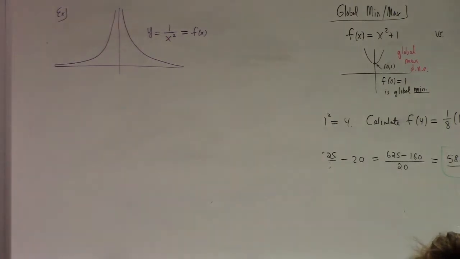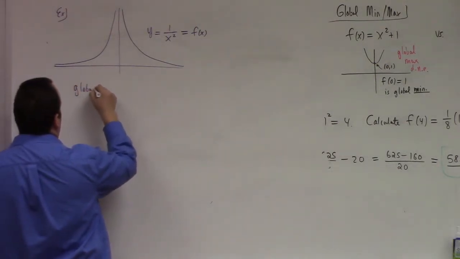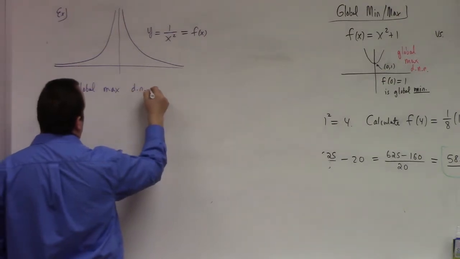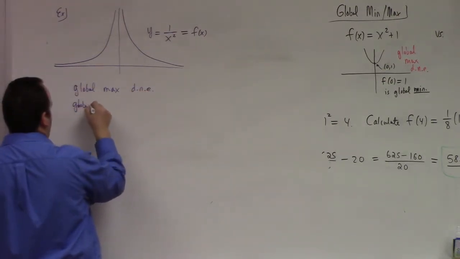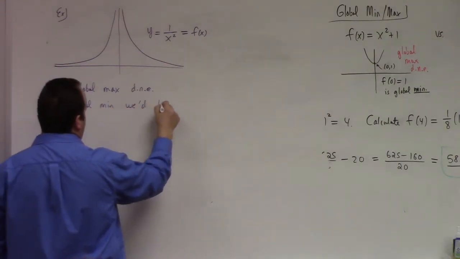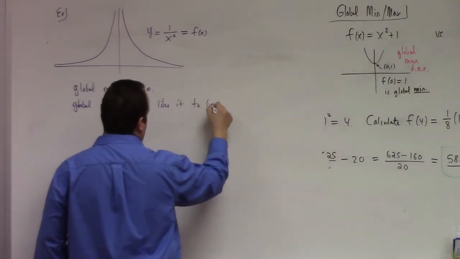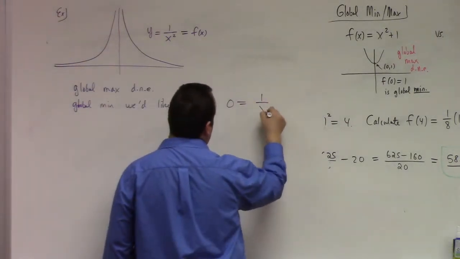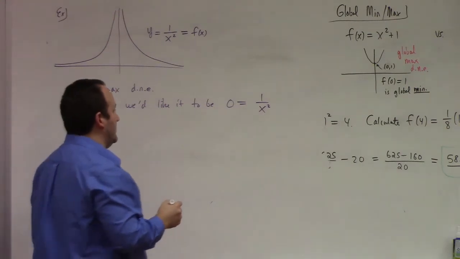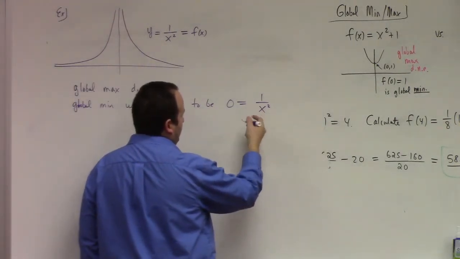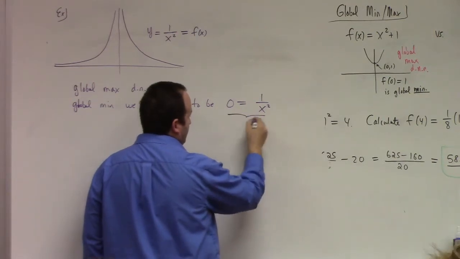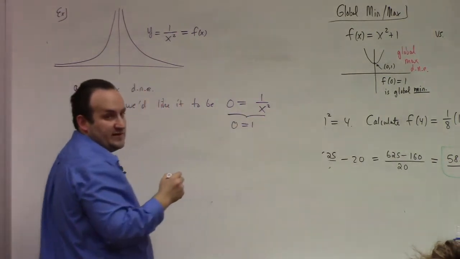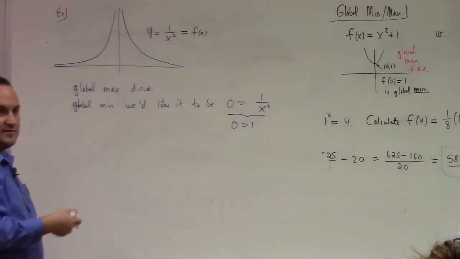I think pretty much everybody's going to say there is no global maximum. That's obvious, right? No matter how high you go up that volcano, there's still more above you. Clearly, the global maximum does not exist. But what about a global minimum? If you set 0 equal to 1 over x squared, I would say there's no solution. If you try to solve this, it gives you 0 equals 1 if x is not 0, so there's no solution.